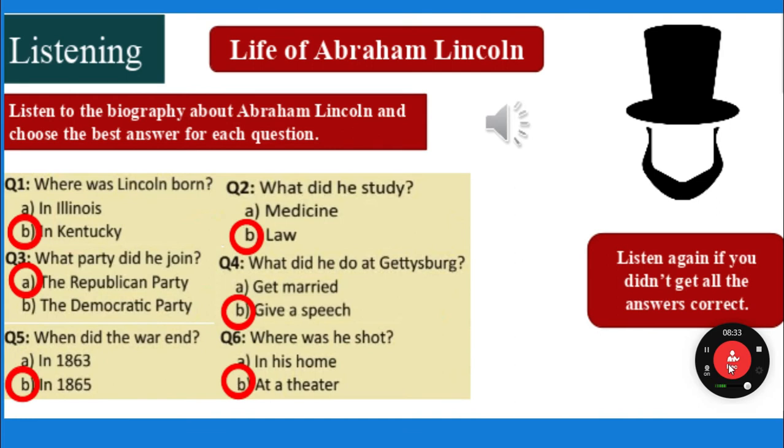He worked as a lawyer in Illinois before he started his life in politics. He joined the new Republican Party and spoke against slavery. His speech at Gettysburg in 1863 is one of America's most famous speeches. Lincoln was shot at the Ford Theater. He died 1 month after the war ended in 1865.